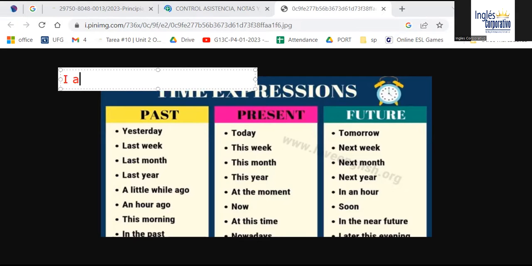So let's try to write one example with a time expression. For example, I ate. So what did you eat? What did you eat yesterday? Let's see, Oscar or is anybody, what did you eat? I ate, for example, a big hamburger. So a Mac, let's say, a baconator. I didn't, but that's the name. Okay. I ate a baconator yesterday.